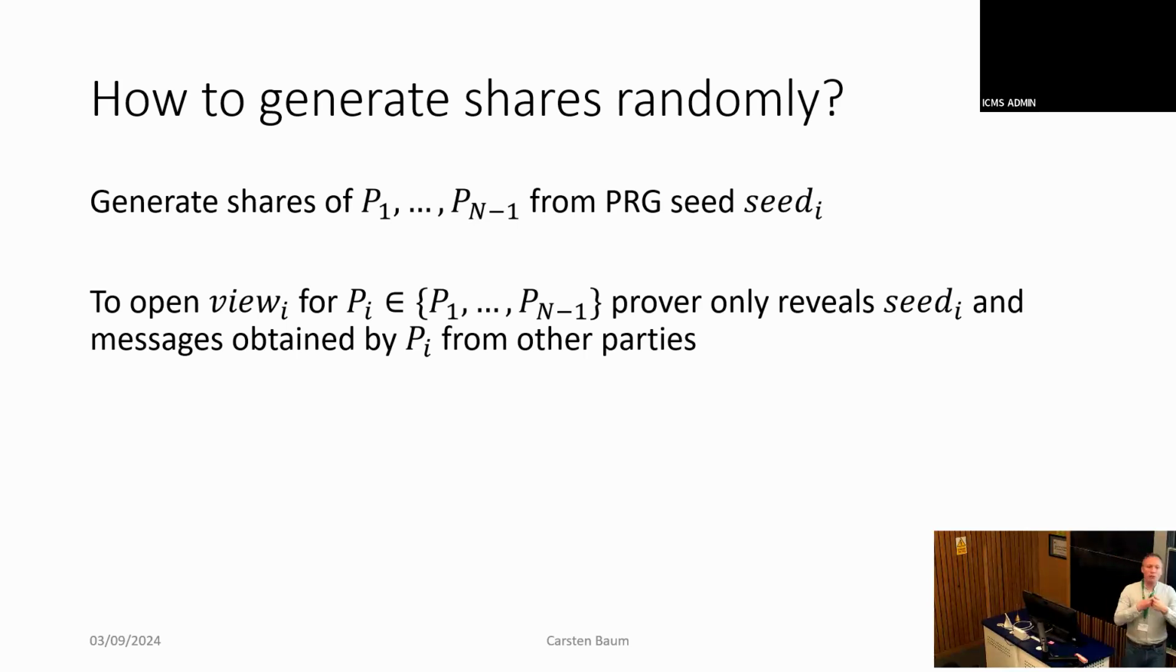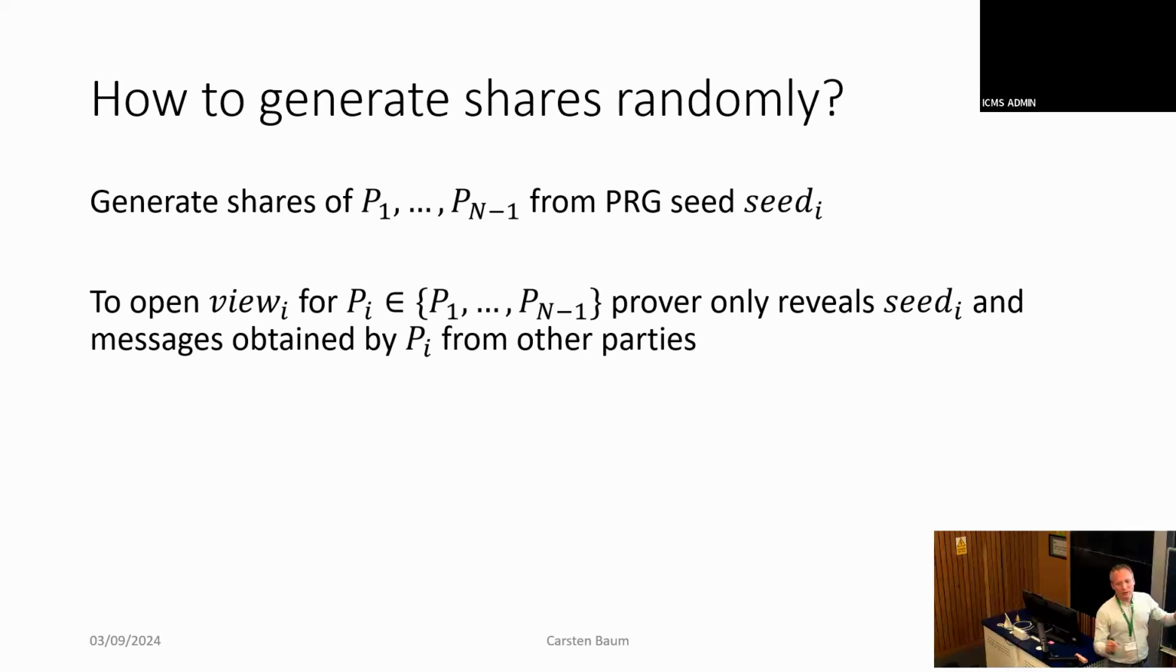So if I want to open this party to the verifier, I just give the verifier the seed. And if, for example, you have 3 parties and parties 1 and 2 are opened, then I also don't have to send what party 2 sent to party 1. If I open the PRG seed of party 1 and party 2, I can locally reconstruct that stuff too.